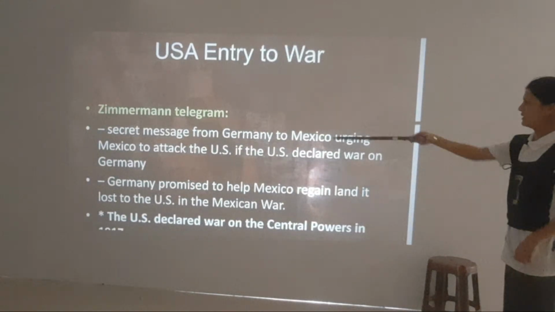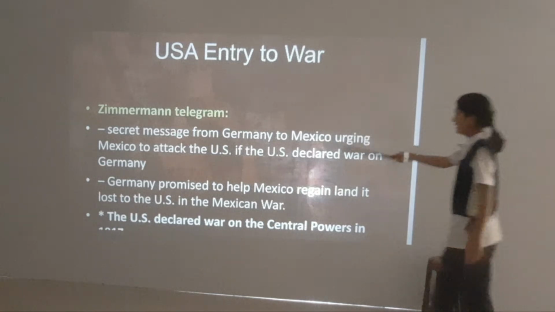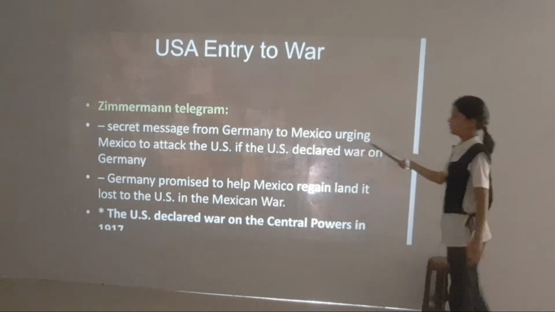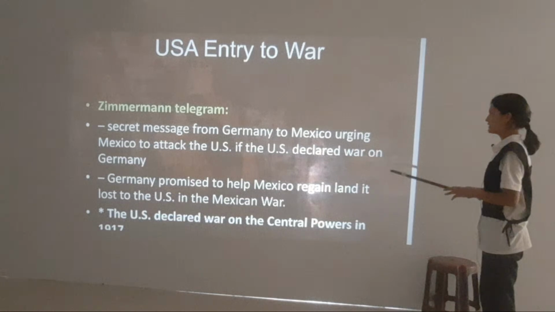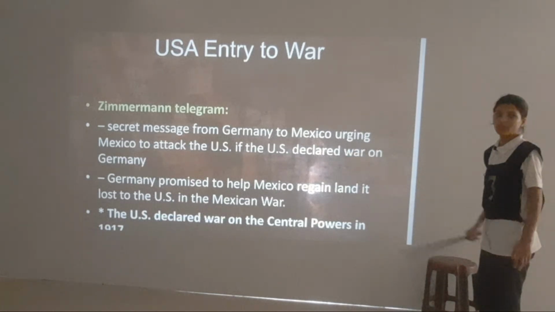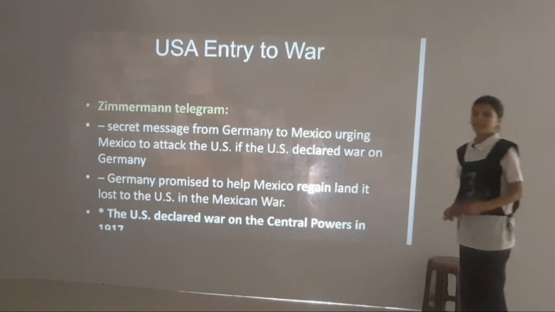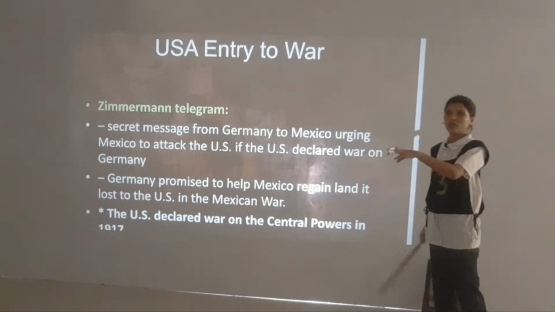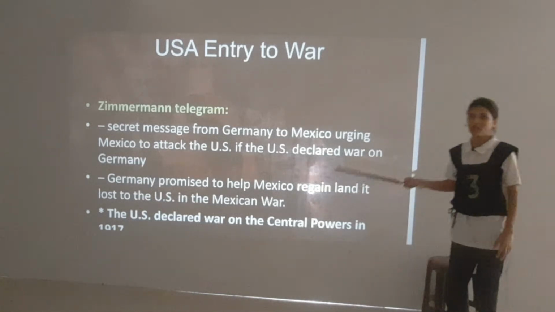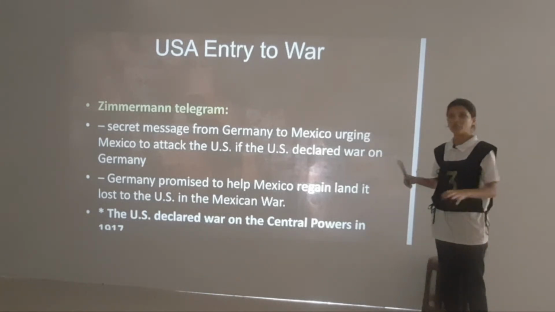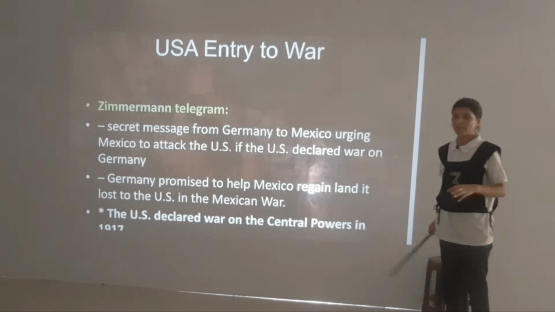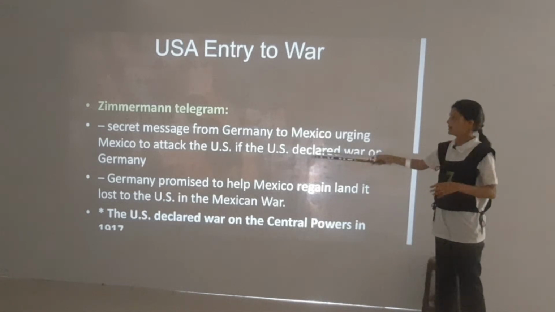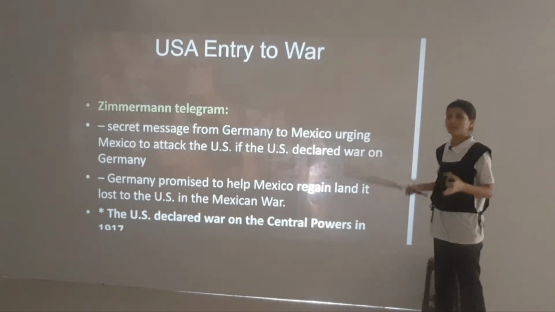Now this is a telegram. It was a secret. You have to understand this. So Germany sent a secret message to Mexico, urging Mexico to attack the US if the US declared war on Germany. Germany wanted that if the US attacked Germany, then Mexico should attack the US. Why would Mexico attack the USA? Because the USA had occupied and annexed a part of Mexico. That's why Germany was proposing that Mexico become a part of the alliance.